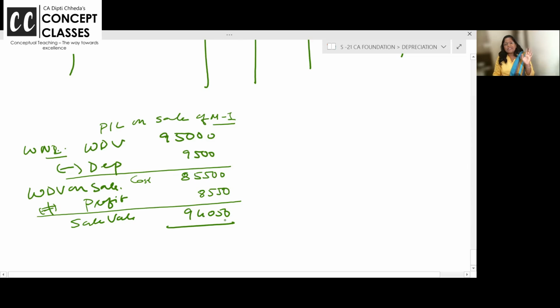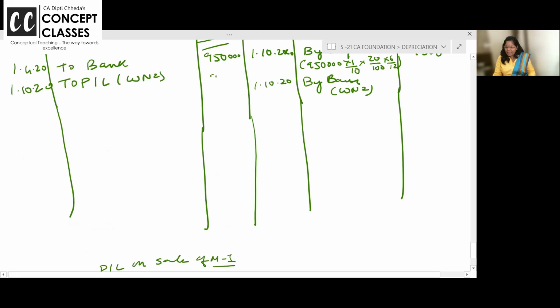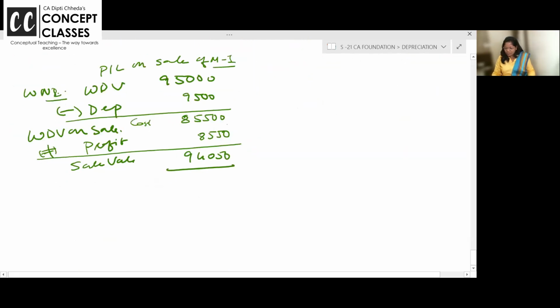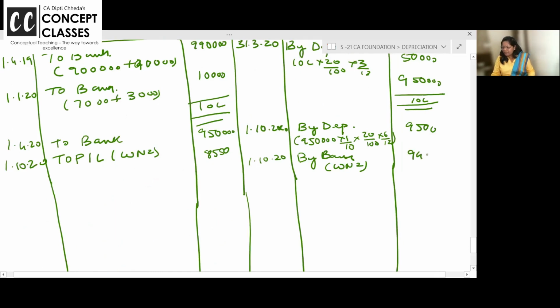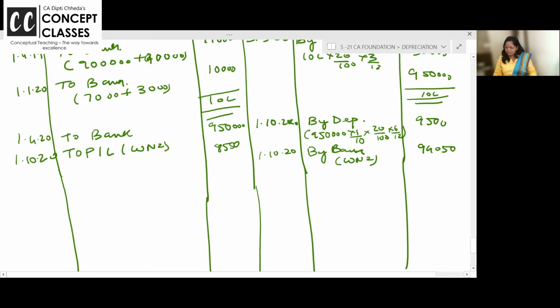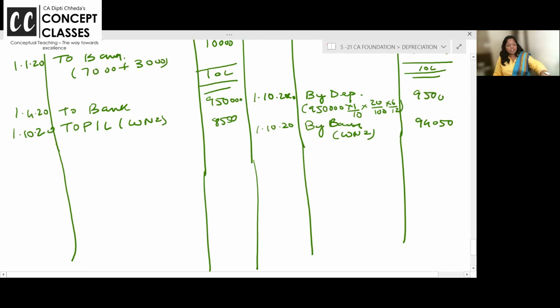Once again. 10 machines WDV is 9,50,000. 1/10, 95,000 minus depreciation till the date of sale, 85,500. This is sold at 10% profit. So profit is obviously 8,550 and sale value just now you calculated is 94,050. Is it clear? Okay, they have incurred some repairs that we will not take. Another machine is sold next year. So let us close this year now.